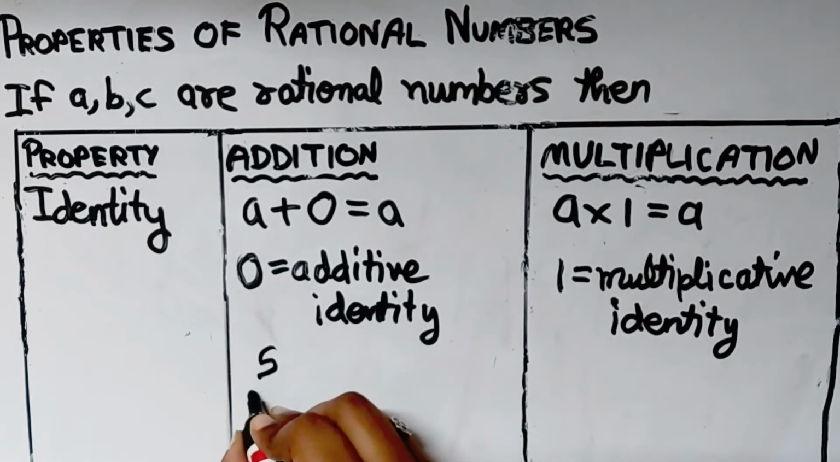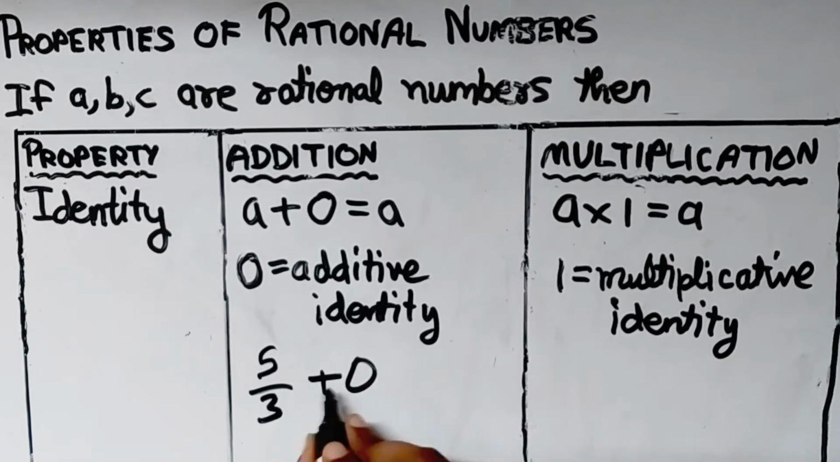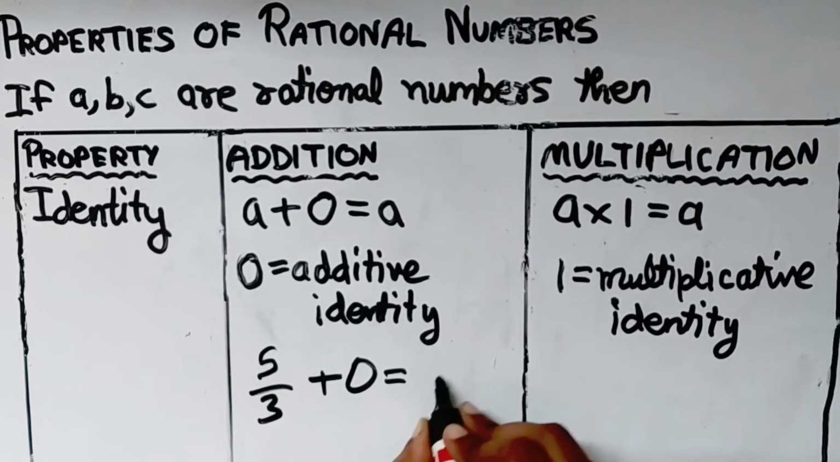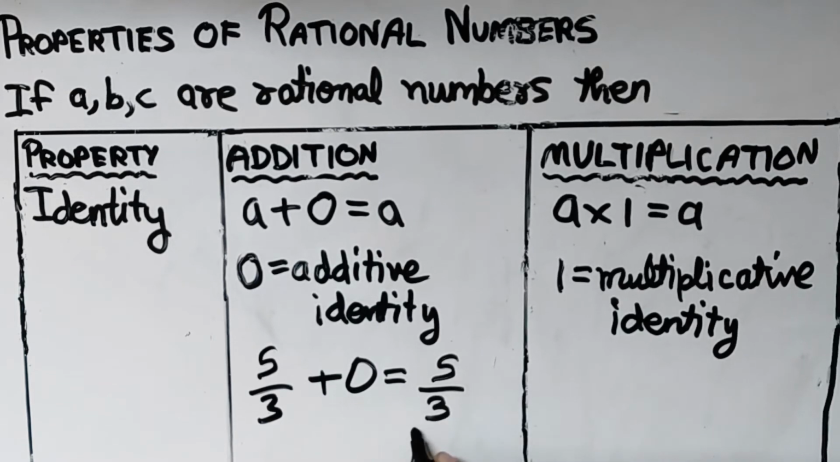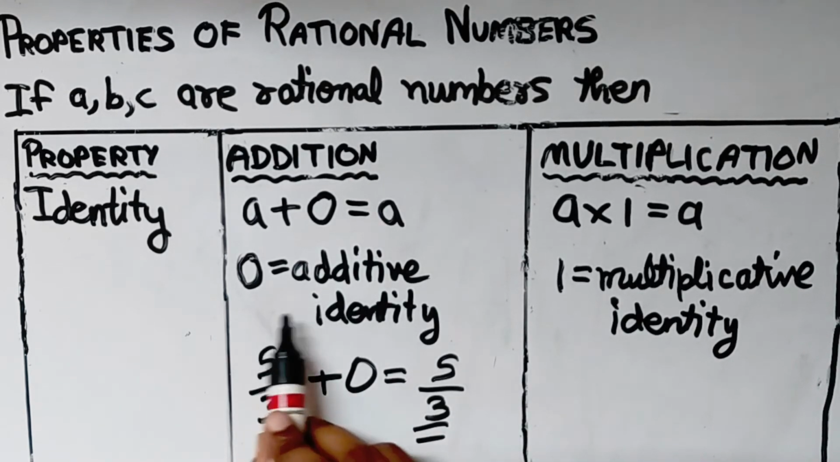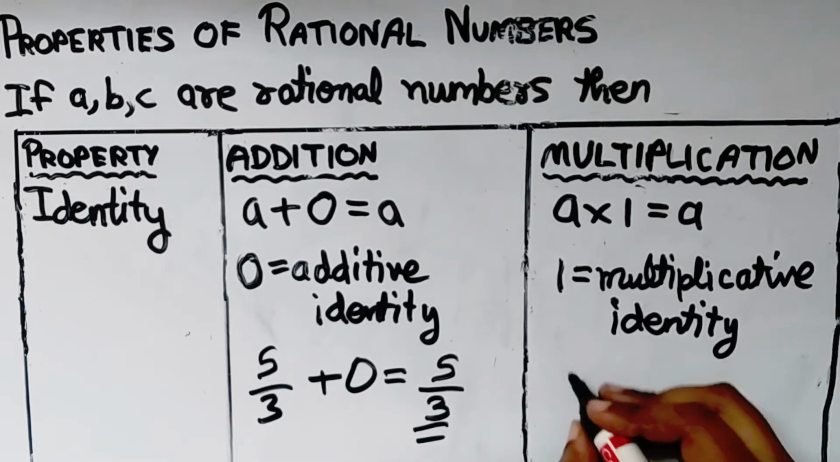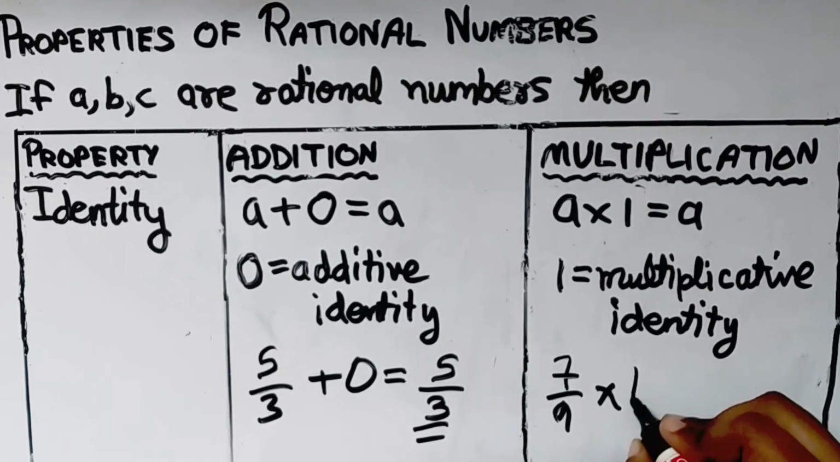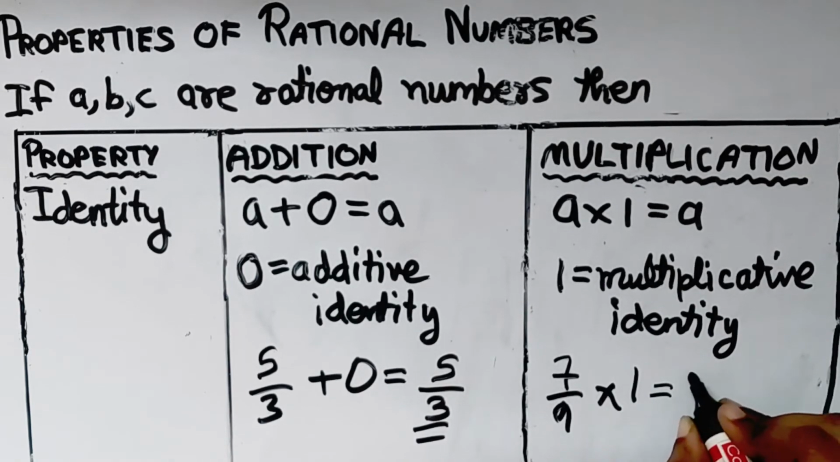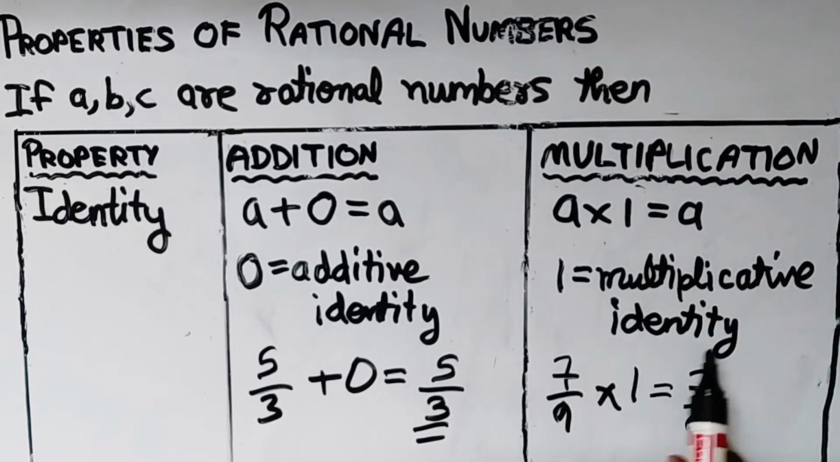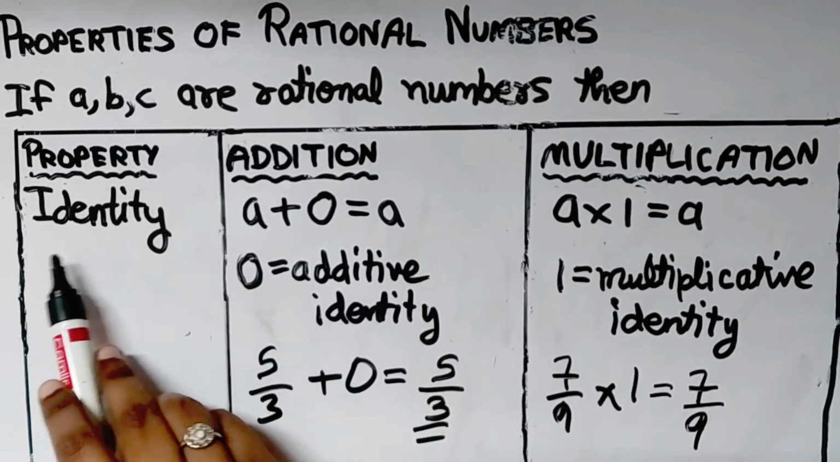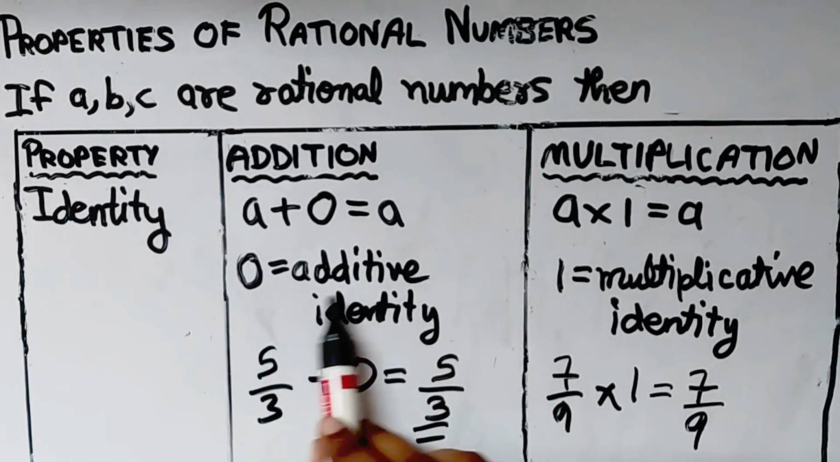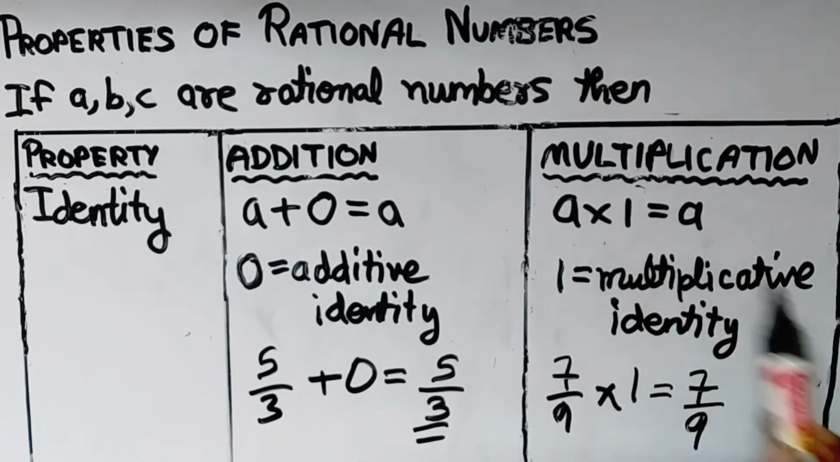5 upon 3 plus 0. Any rational number we take, if we add it with 0, we will get the same rational number, that is 5 upon 3. So 0 is the additive identity. And if we multiply any rational number, 7 upon 9 is a rational number, by 1, we will get the same number, that is 7 upon 9. So 1 is the multiplicative identity. This property is called existence of identity. 0 is the additive identity of rational numbers and 1 is the multiplicative identity of rational numbers.